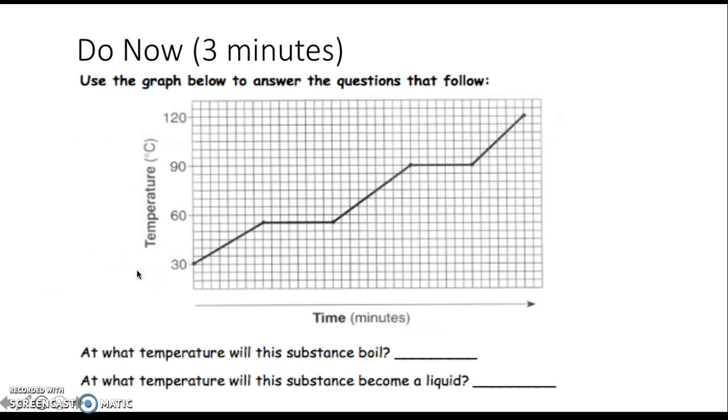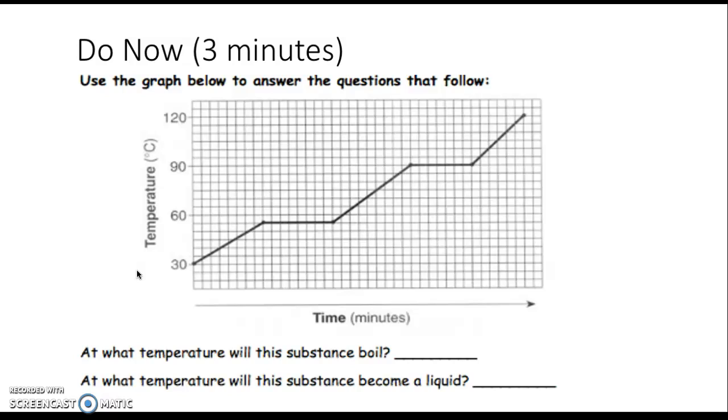So this is our do now. I want you to take the next 2 to 3 minutes and go ahead and complete it. And this is just basically reading the heating curve that we just had yesterday. Now the thing I want you to do is anytime you see a heating curve, you must label it automatically. Automatically. Go ahead and label it.